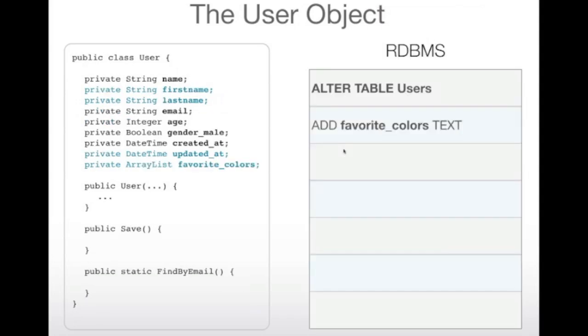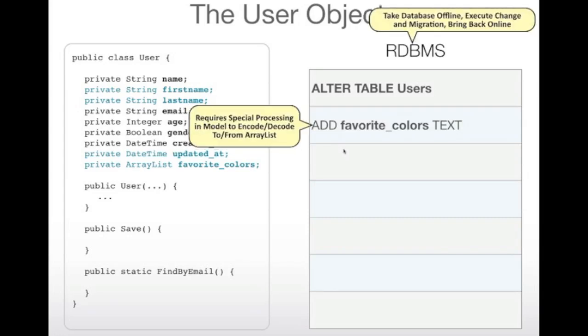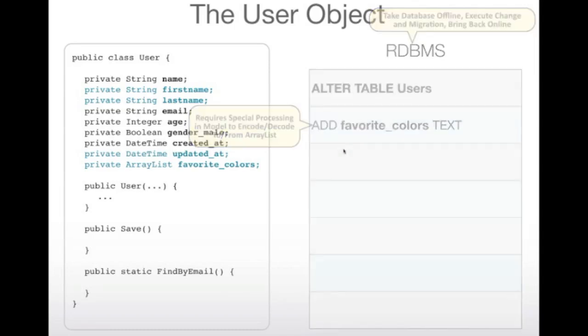I'm adding a few more fields. So now I want to add something a little bit more complex. I have an array list that I want to add, and that's just my favorite colors. In this case, I actually know that I'm not going to have a billion favorite colors. I may only have two or three. So I'm going to take the database offline, execute the change in migration, bring it back online. I'm adding favorite colors. But because this is an array list, I'm going to have some sort of special processing in my model to encode and decode to and from an array list. I might have to write that, or if I'm using the ORM, it might handle it for me. But it's a little bit more complex.